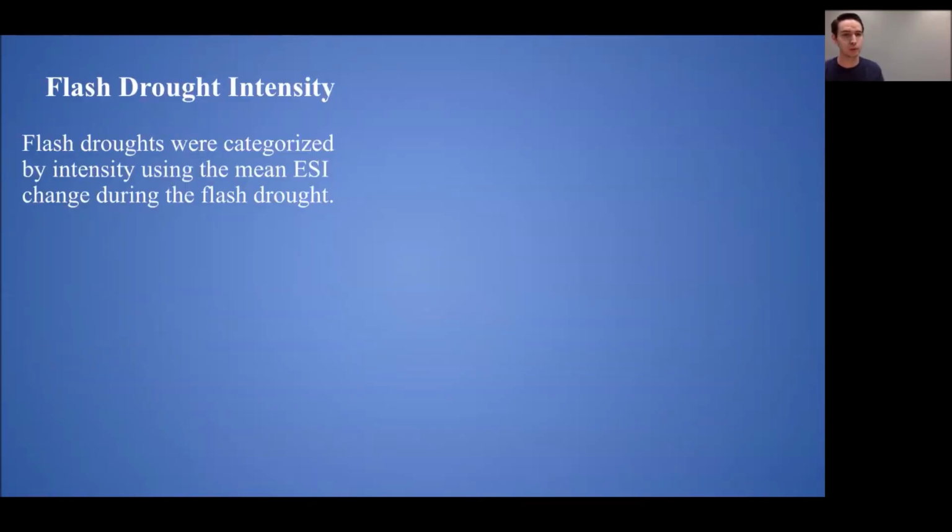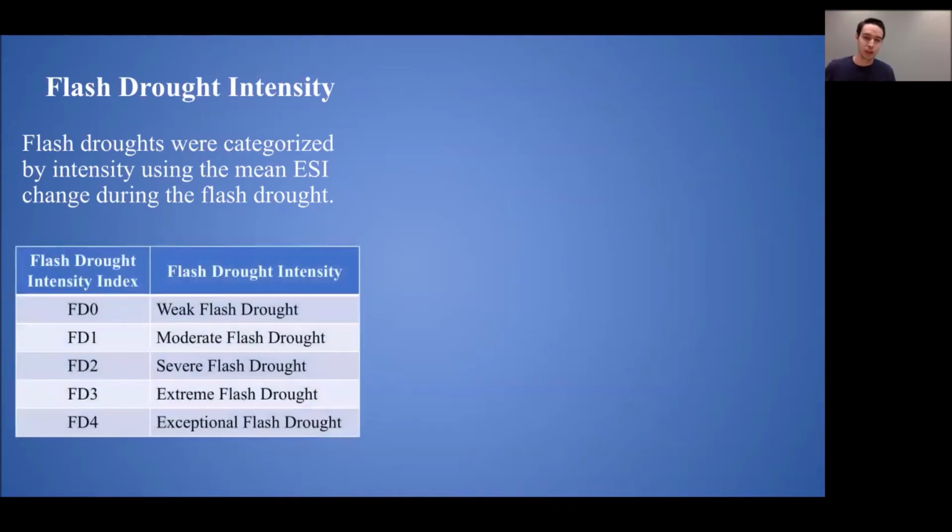Okay, so next thing we did was break up these flash droughts into intensity. By doing this, what we did was we essentially took the mean ESI change during the flash drought and categorized them. We want to keep it somewhat comparable to the flash drought, just to keep it somewhat familiar for now. So we order these from FD0 to FD4. FD0 in this case would be the weakest flash droughts that have the slowest intensification, and then FD4 would be exceptional flash droughts with the most rapid intensification.